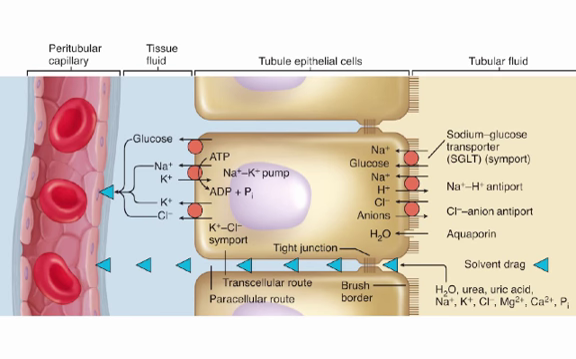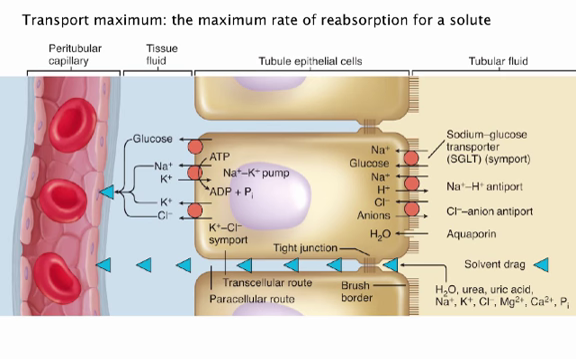Now there's a limit to the amount of solute that the renal tubule can reabsorb because there are limited numbers of transport proteins in the plasma membranes. If all the transport proteins are occupied, some solute that normally is reabsorbed, like glucose for example, will escape reabsorption and appear in the urine. The maximum rate of reabsorption is called the transport maximum, and it is reached when the transporters are saturated.